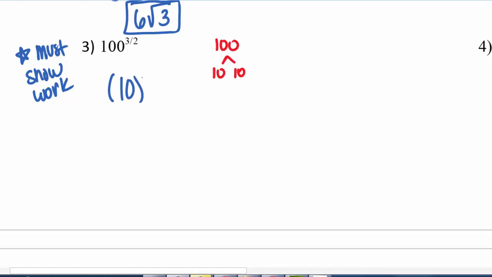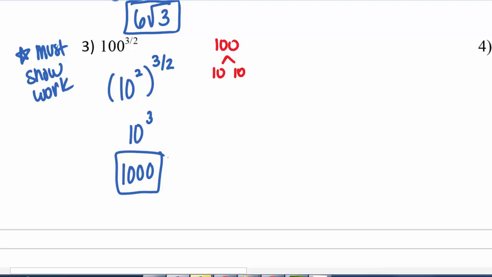So 10 squared is 100, and all I'm doing is rewriting 100 as an equivalent expression. Equivalent means it's the same, just written differently. 10 squared, so that's 100. I still have to raise it to the 3/2 power. I'm not changing the problem, I'm just rewriting it. So now, if you remember, we have power to a power. I multiply those, so 2 times 3/2 is 3. And 10 to the third is 1,000.